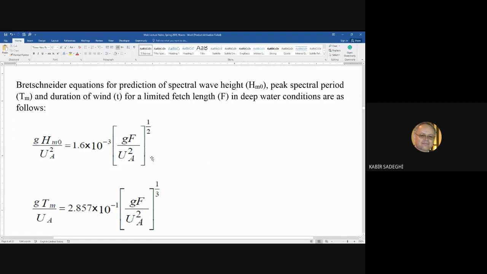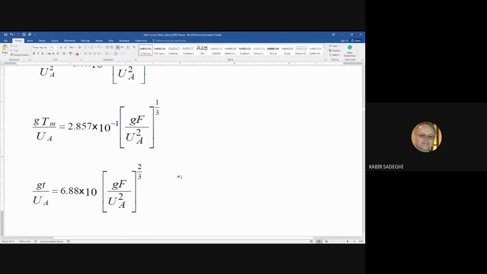From here, by implementing the value of fetch length, UA, and the gravitational acceleration, we find HMO, which is spectral wave height, which has a relation with H max, you can see. And TM and T are related by a very near to 1 factor, which is 0.95 most probably.